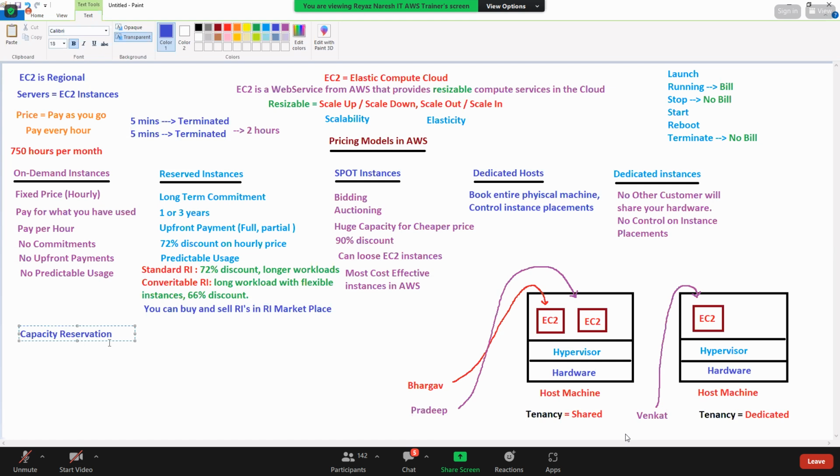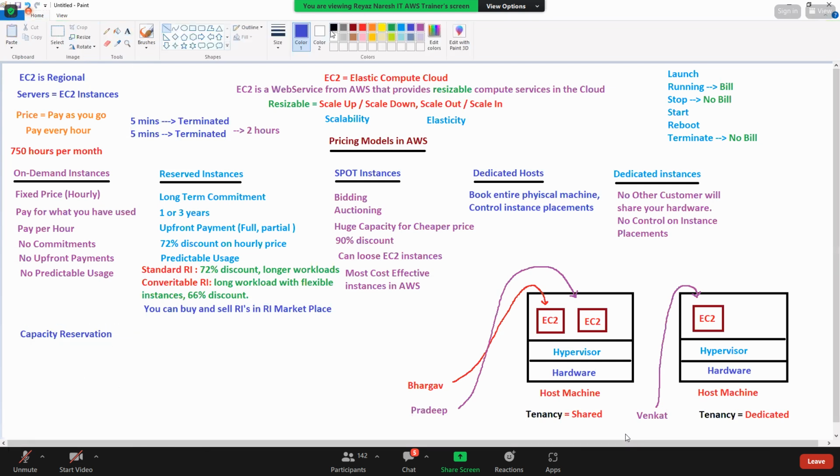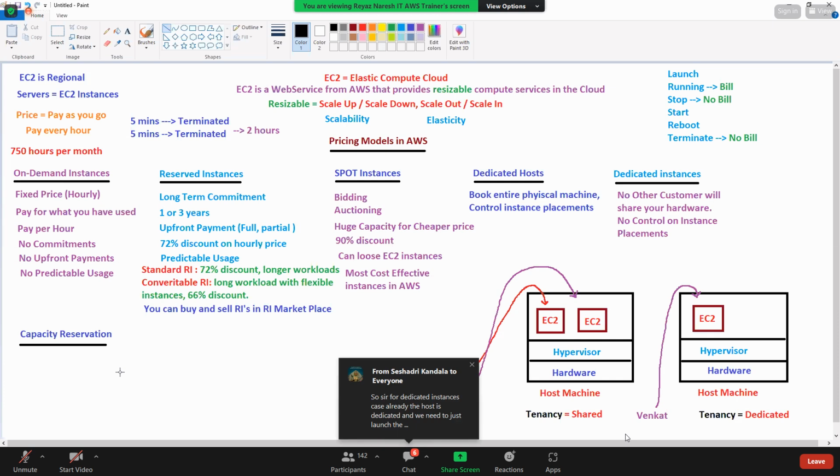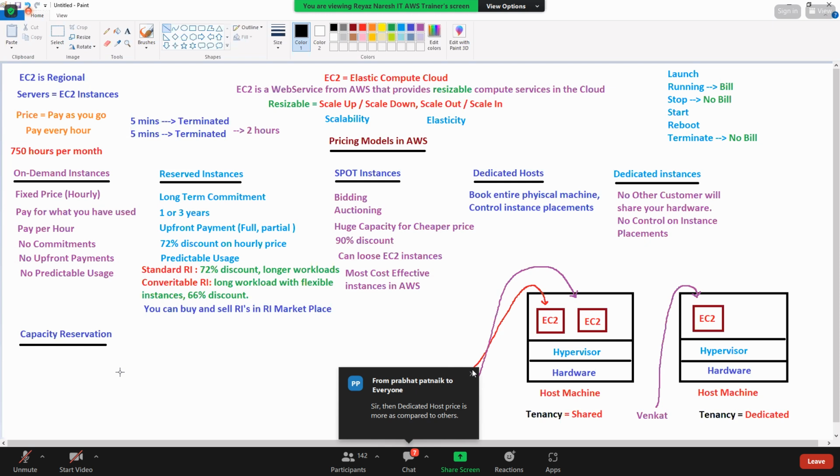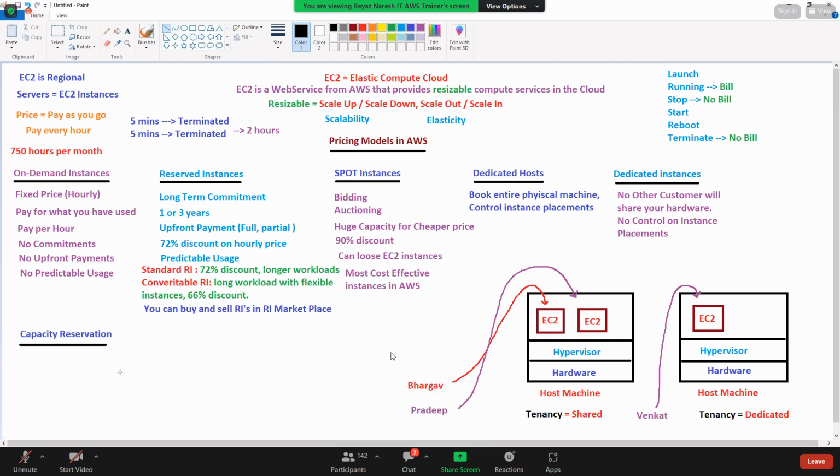What is it? Say this, guys: capacity reservation. Correct. Okay. So capacity reservation. See, capacity reservation is nothing but, we have availability zones. How many availability zones are there in Mumbai? 3. What are those? 1A, 1B, 1C.